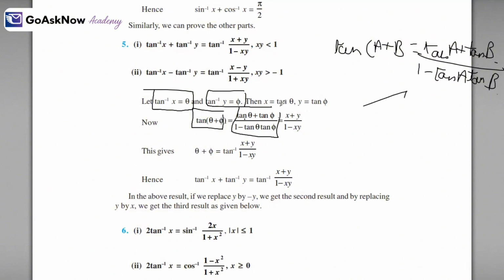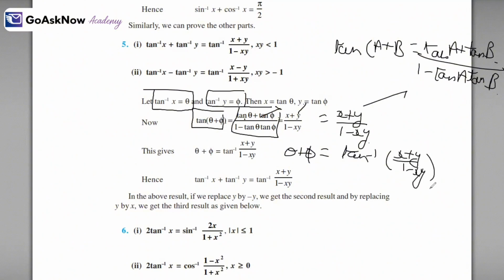Now you substitute the tan theta value, that is x, and the tan phi value, that is y. You will get x plus y upon 1 minus xy. That is very simple to prove, and this will give you theta plus phi equal to tan inverse of x plus y upon 1 minus xy. So we can easily prove that tan inverse x plus tan inverse y, because theta plus phi is only tan inverse x plus tan inverse y, is equal to tan inverse of x plus y upon 1 minus xy. I hope you got the derivation also, how this has come.